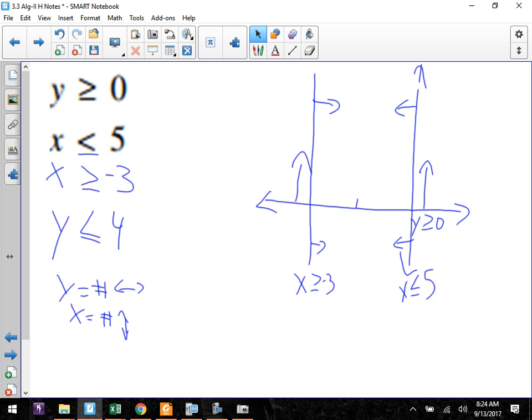You don't need to worry about that. Now, guys, remember, all I'm doing is taking each individual inequality and giving it a direction. And now I have y less than or equal to 4. So I've got to put a lid on it.